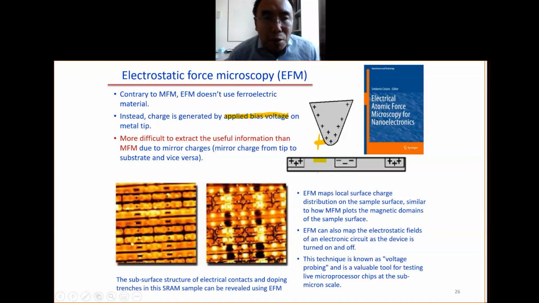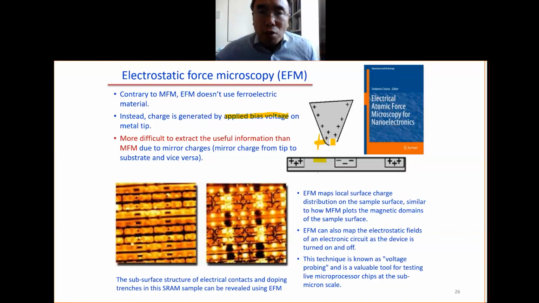Now, this is an example of the EFM. This is called electrostatic force microscopy mapping. This is the mapping of the surface charge. You can also map when the device is turned on or off, and you can see the difference. This is called voltage probing. So you can do many different forms of electrical measurement using AFM. If you want to know more, you can read this book. It's called Electrical AFM for the Nano Electronics.